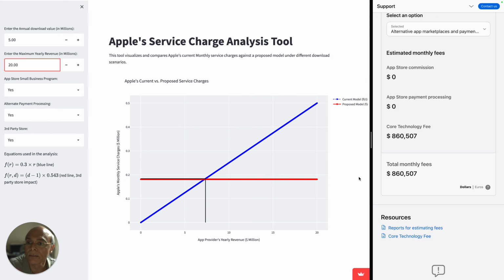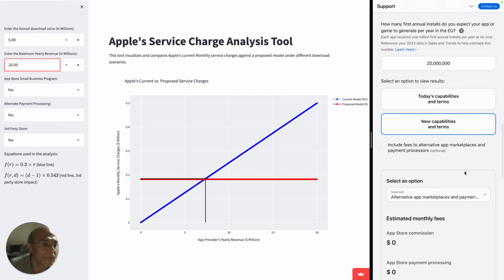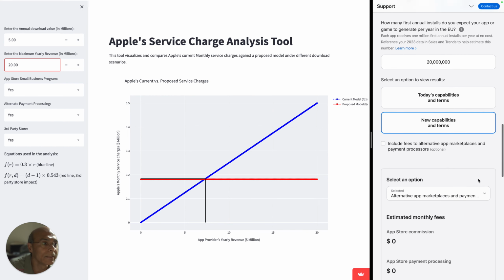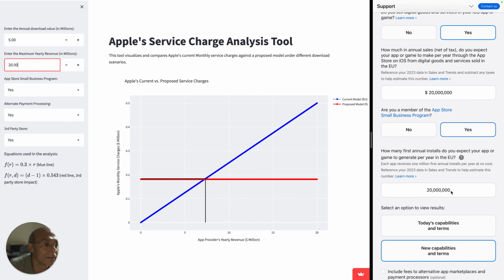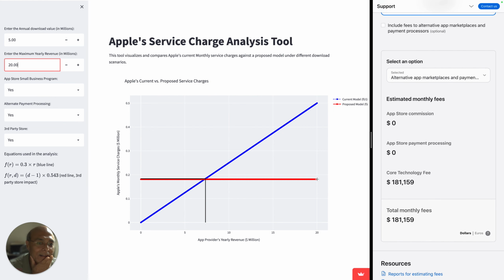What is the problem that I am facing here? 0.18 million. Just a minute. New capabilities, app stores, alternative payment. There must be something wrong that I might have entered. Oh, it is 5 million, sorry. So that is 5 million, not 20 million. Let's see. That's why I'm saying, how can we go wrong. Now look, 180, 181 million. So this is the way you can do the estimation.